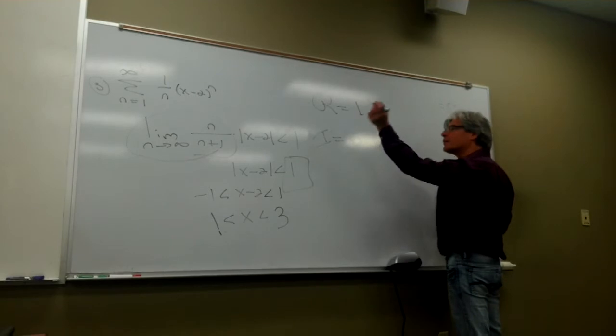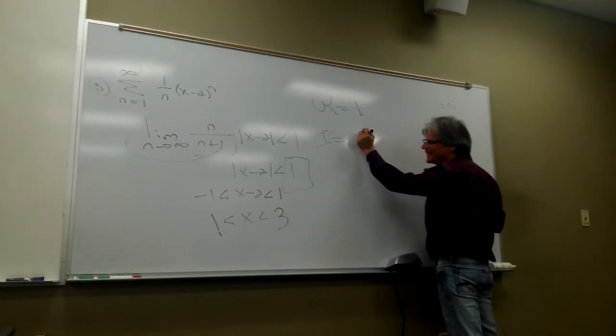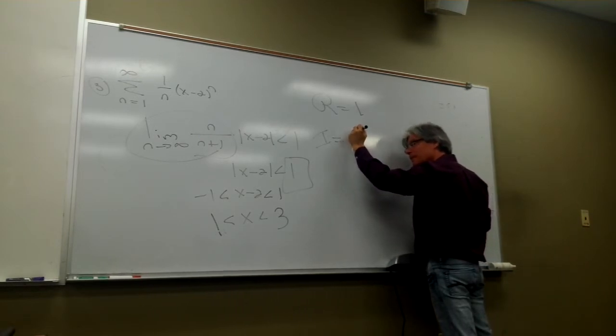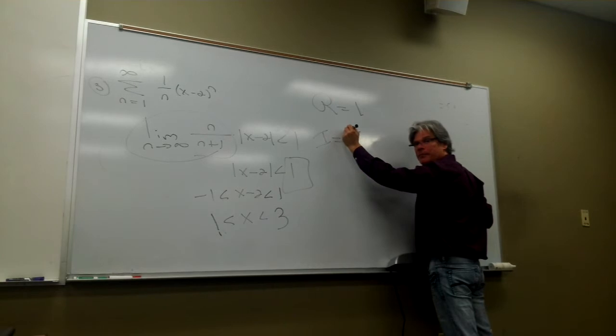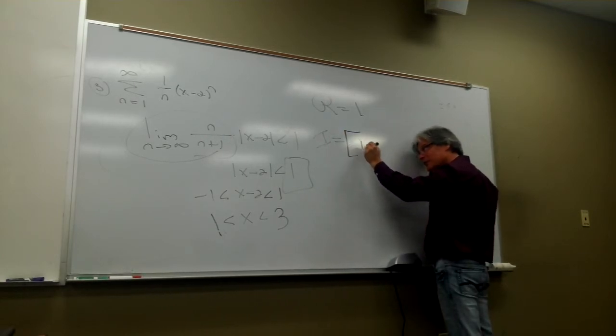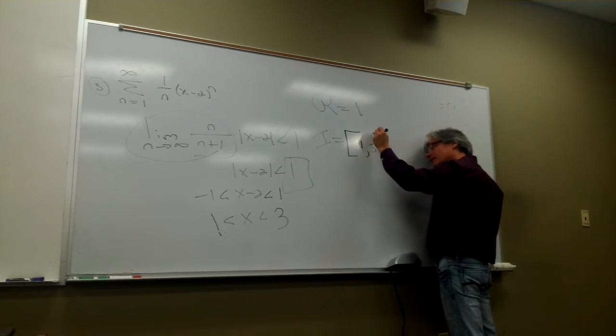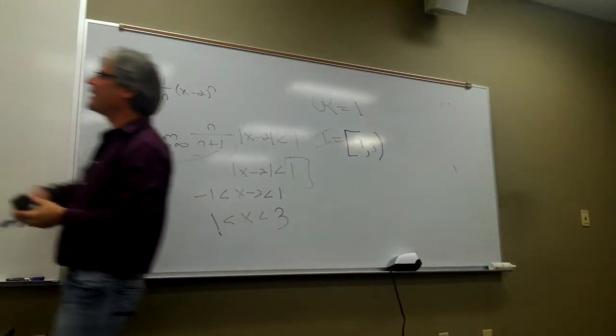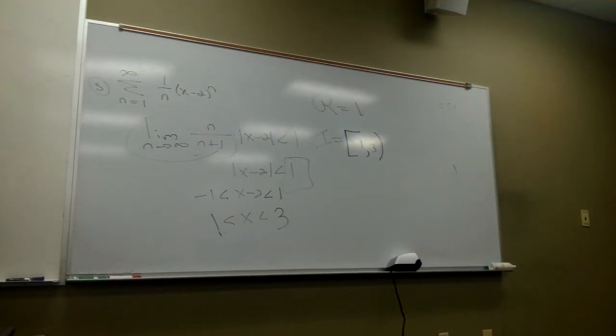So we can take a break. You can tell me the interval: 1 to 3. Bracket or parenthesis? Because I had divergence at that one extreme but convergence at the other, it's open on one side and closed on the other.